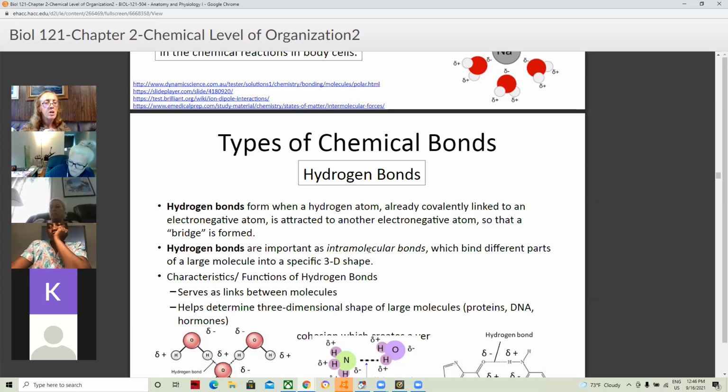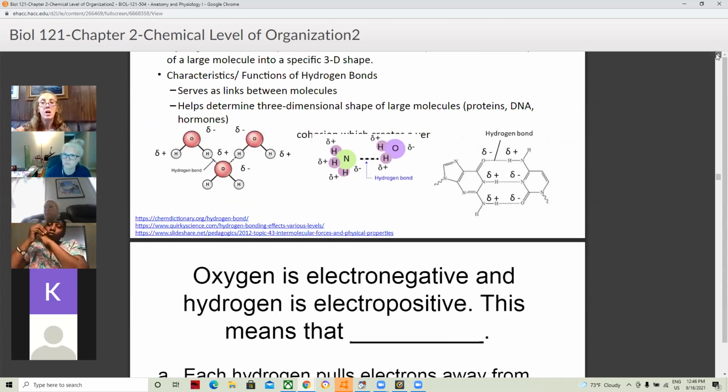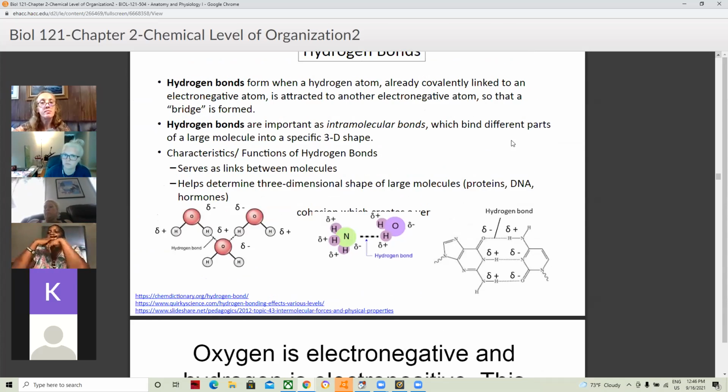So hydrogen bonds serve as links between molecules. They also help maintain the 3D structure of large molecules, like proteins and DNA. The DNA double helix is held together by lots of hydrogen bonds. Water is held together.